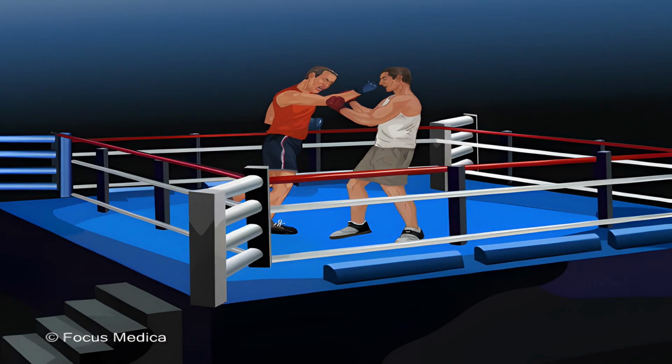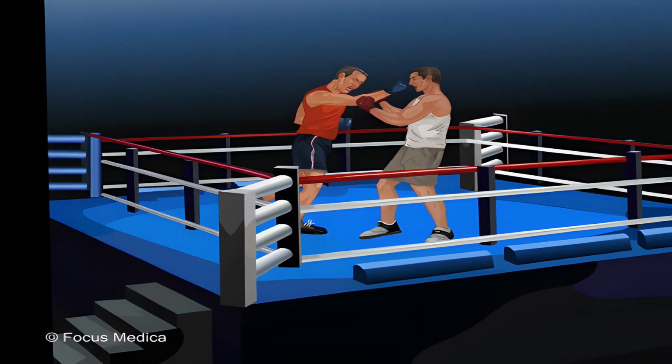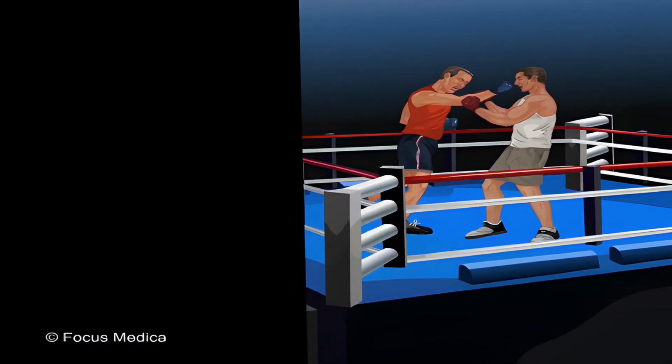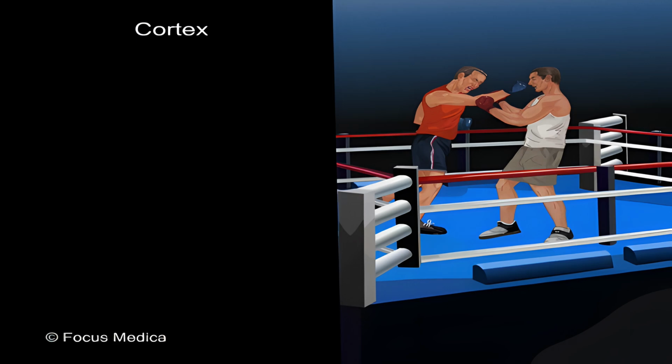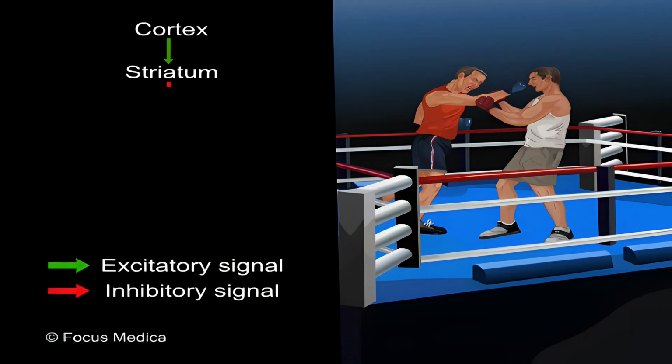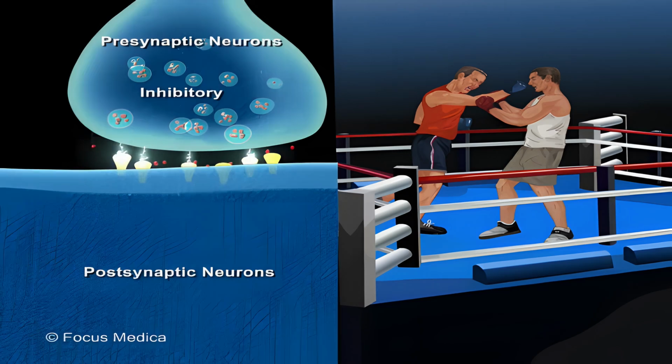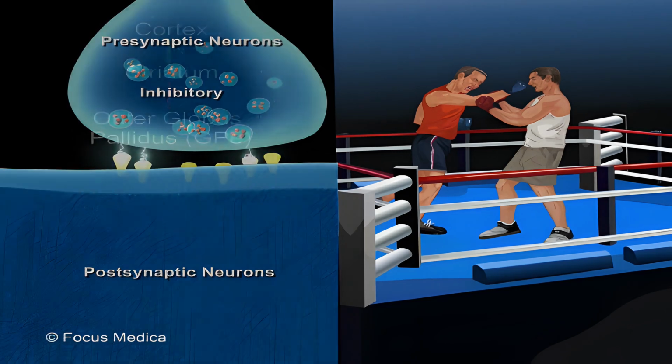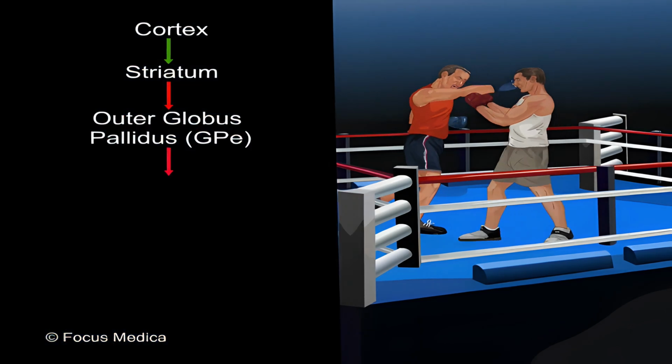The indirect pathway inhibits unwanted movements, nullifying the disinhibitory actions of the direct pathway and restoring the inhibition of the motor thalamus to achieve stopping a movement. The subthalamic nucleus, STN, that is responsible for this is under inhibition by the external segment of the globus pallidus, or GPE.